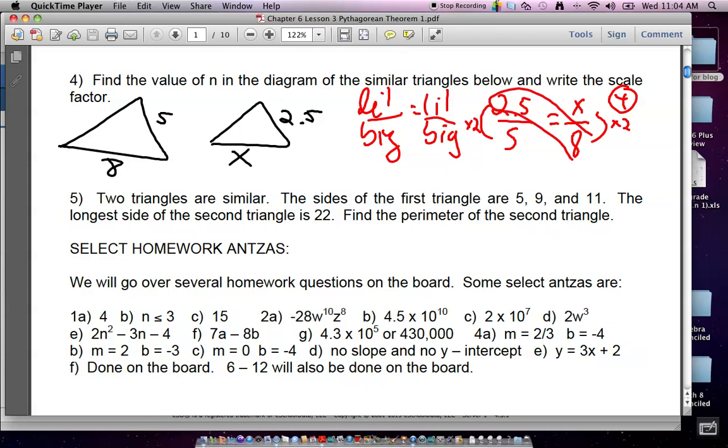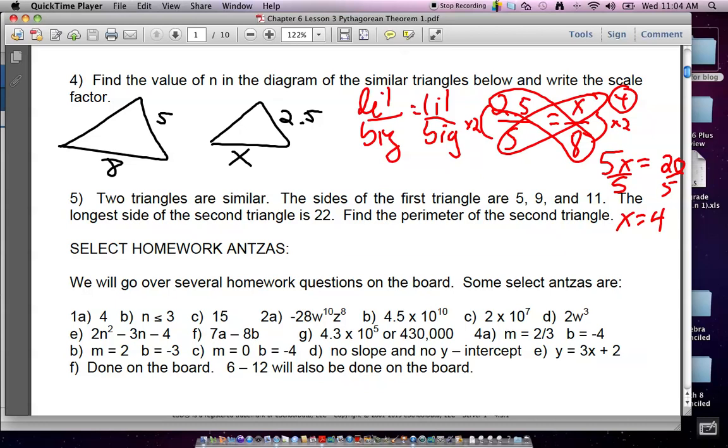Now you could surely cross multiply. 5 times x is 5x, and 2.5 times 8 is going to equal 20. Dividing by 5, x is 4. So you can do it either way. You'll come out with the correct answer.